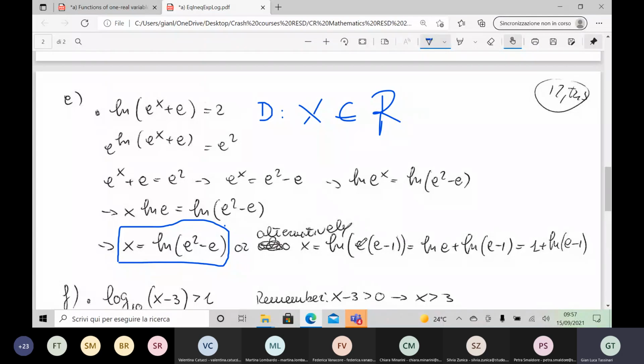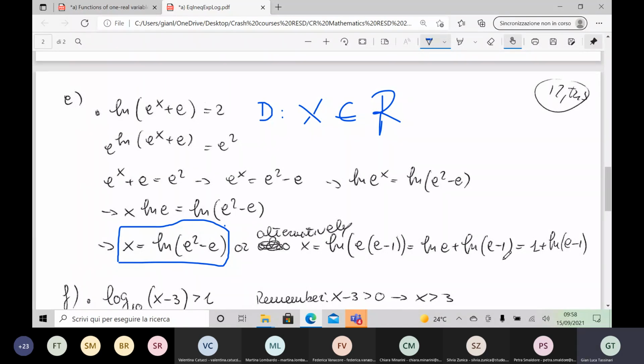Question, is e positive? Yes, because it's 2.71, etc. Is e minus 1 positive? Yes. So since it's positive, you can apply the property we saw yesterday. It was the first property. The logarithm of a product, if B1 and B2 are positive, can be written as the sum of the logarithms. So we can write the logarithm of B1, which in this case is ln of e, plus the logarithm of B2, which is ln of e minus 1.